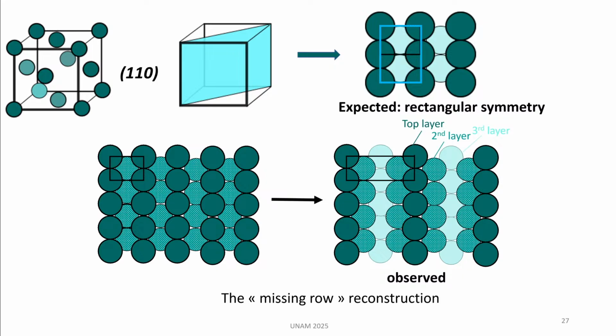For obvious reasons, this is called the missing row reconstruction. You still have a rectangular symmetry, but the basic unit has to be larger. And here, it's like all of the atoms in the top layer had been removed from every second row. Where did they go? They didn't go up in the air, of course. They cannot vaporize. They just went to another part of the surface where they do the same thing, but at a higher level. Okay, this is very well, but is it relevant for the origins of life research?